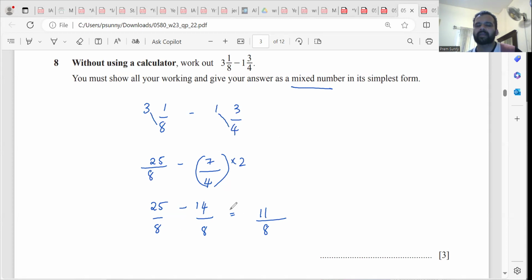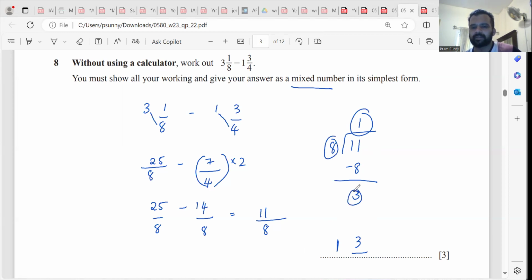But we need to write the answer as a mixed number. So 11, when you divide by 8, 8 times 1 is 8, remainder is 3. So we need to write the quotient, that is the integer part, and then the remainder 3 over the divisor. Divisor is 8, 3 over 8. This is the fractional part.